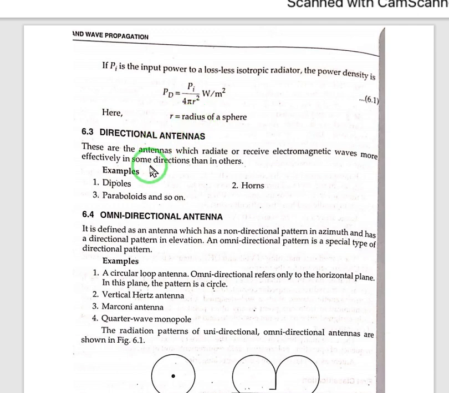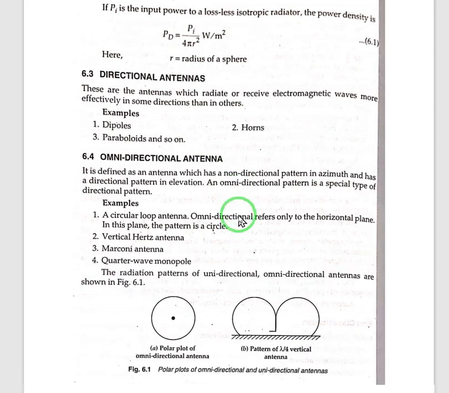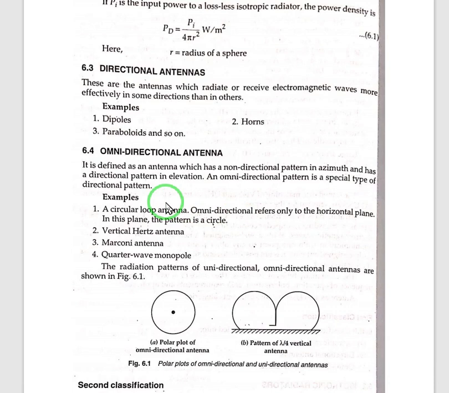The second category in the first classification is directional antenna. Directional antenna radiates or receives electromagnetic wave in a specific direction. That means if you want to radiate or receive electromagnetic wave in a specific direction, you have to use directional antenna. And the examples of directional antennas are dipoles, horns, and parabolic dishes. The third type in the first classification is omnidirectional antenna.